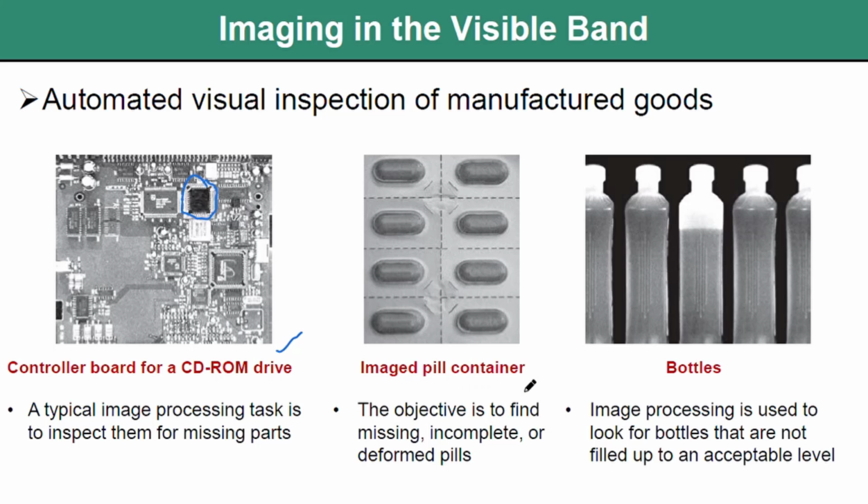And the second one is an imaged pill container. The objective is to find missing, incomplete or deformed pills by having this image. And in the bottle industry, image processing is used to look for bottles that are not filled up to an acceptable level. Now here are the 5 bottles. This one is not filled up to the mark. Identifying each and every object with a human eye is very difficult. So for that case, image processing is used to identify the incomplete bottles.